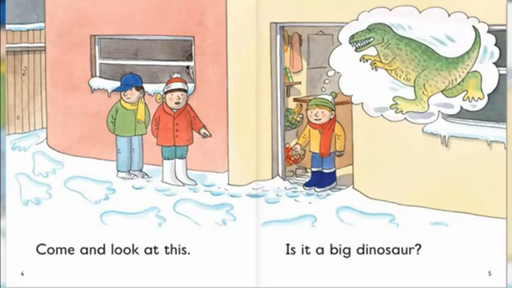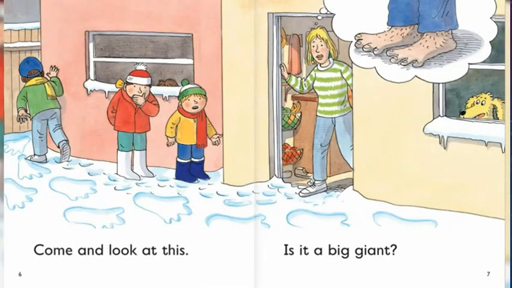Dad is still hiding himself in the room and peeping out from the window. Dad is enjoying that he has made them fools. Let's read these pages. Come and look at this. Is it a big dinosaur? Let's find out what is happening on page number 6 and 7.